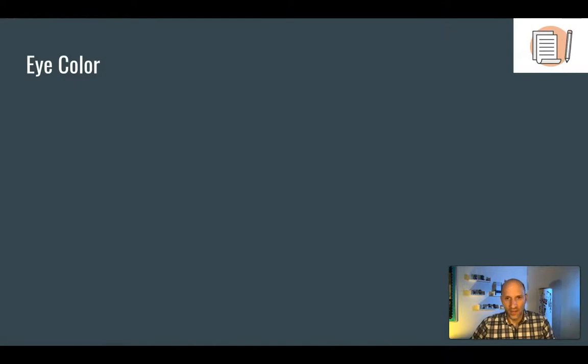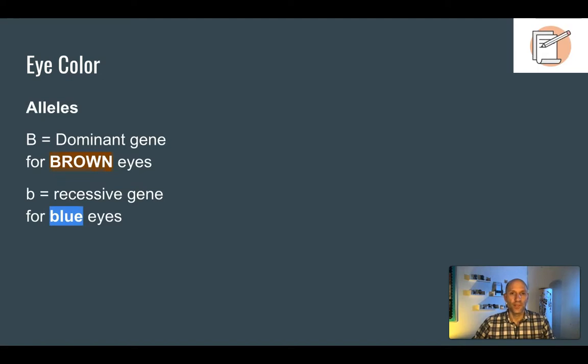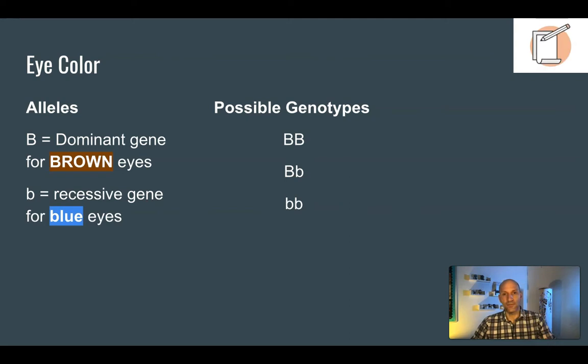So what does this all look like? Let's go through an example with eye color. Here's your possible alleles. Let's say there's a capital B, which is a dominant gene for brown eyes. And we could represent lowercase b to be the recessive gene for blue eyes. Remember that organisms always have two copies of each gene. So here's all the possible genotypes. An organism could be capital B capital B, capital B lowercase b, or two lowercase b's.